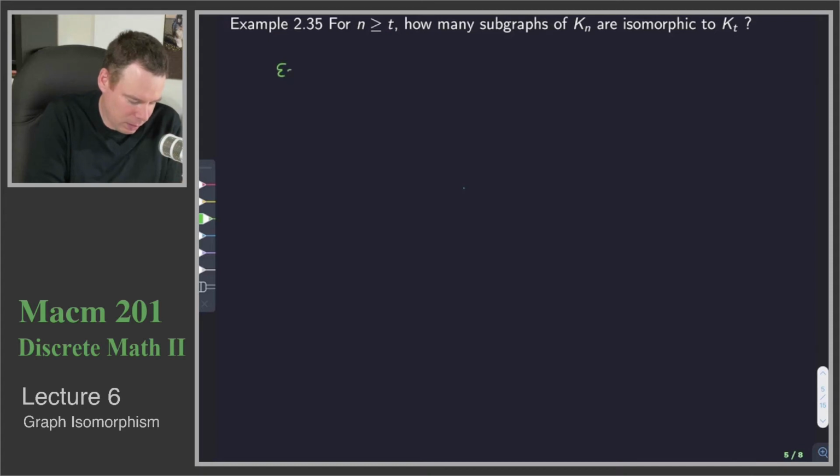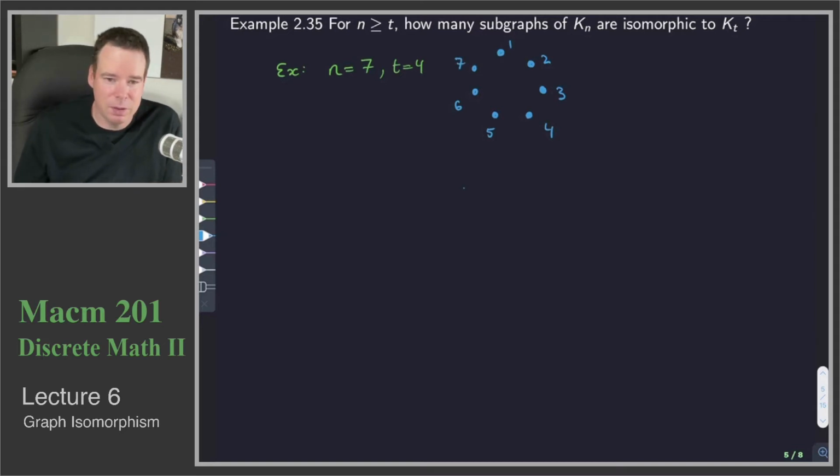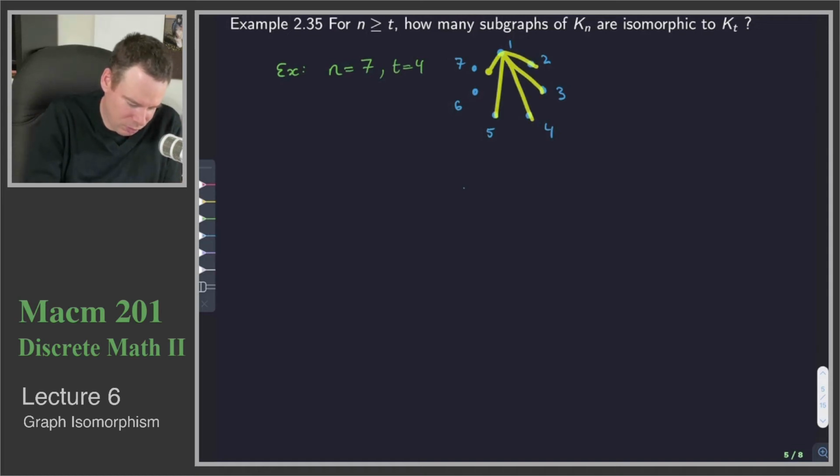So let's have a look at an example first, just to get a feel for what's going on. Let's just say n is 7 and t is equal to 4. So what we have for 7 vertices is they look like this: 1, 2, 3, 4, 5, 6, and 7. And so the complete graph on 7 vertices would have edges that connect all of these different vertices. So we'd have a whole collection of edges.